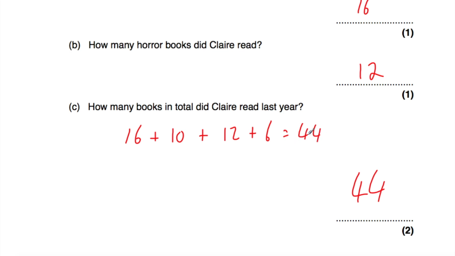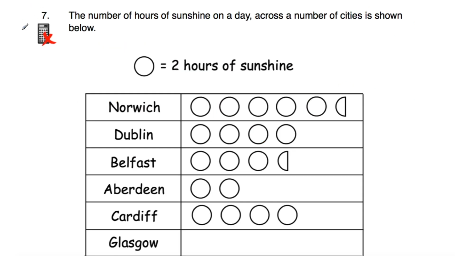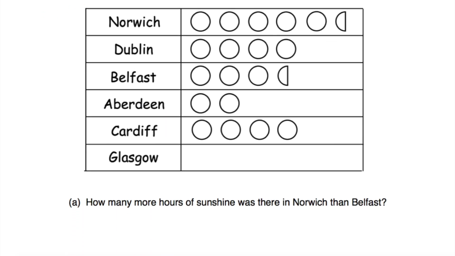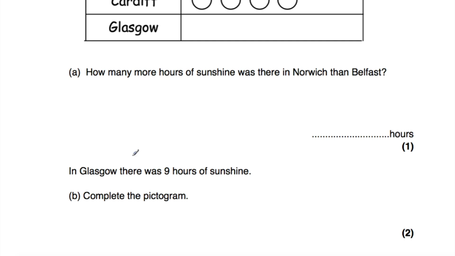And that's it. Okay, so let's have a look at our next question, question number 7. Question number 7 says the number of hours of sunshine on a day across a number of cities is shown below. And we've got the circle represents 2 hours of sunshine. And we've got Norwich, Dublin, Belfast, Aberdeen, Cardiff and Glasgow. Now it looks like Glasgow either didn't receive any hours of sunshine or, yep, we've got to complete it.